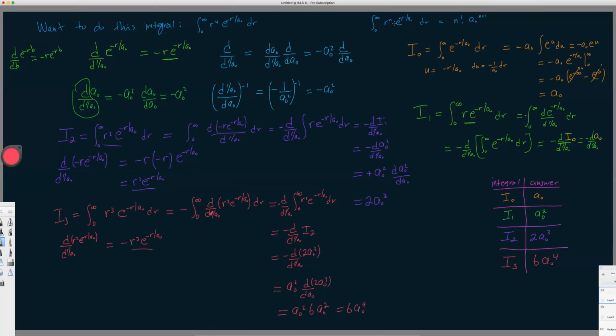So when n is 3, we have 3 factorial, which is 3 times 2 times 1, which is 6. A naught to the 3 plus 1, which is 4. And there we go. Again, I want you guys, for extra credit, to show every step of the way to prove that this one gives you 4 factorial a naught to the 5th. Okay? All right. Good luck.